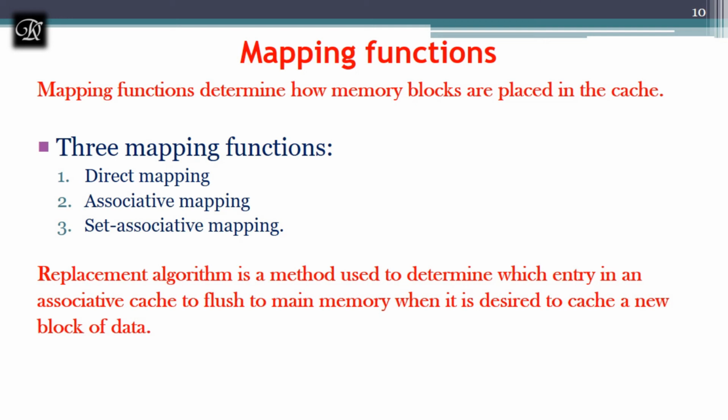So direct and associative both have their own advantage and their own disadvantage. So what they have done is they came up with a hybrid mapping technique, which we call set associative, which is a combination of direct mapping and associative mapping. Which block has to be replaced in the respective cache is decided by the replacement algorithm. The replacement algorithms are already defined.